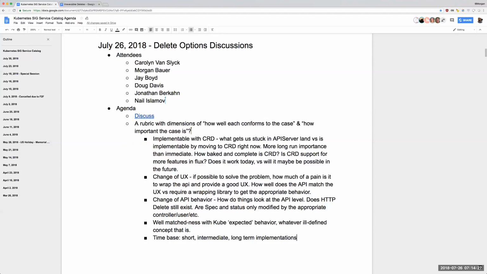But does that imply we only need to care about API server, or does that mean we need to think a little bit longer ahead and know that we're probably going to move to CRDs and take that into account given the current state of CRDs? Because you can go either direction with that, right?